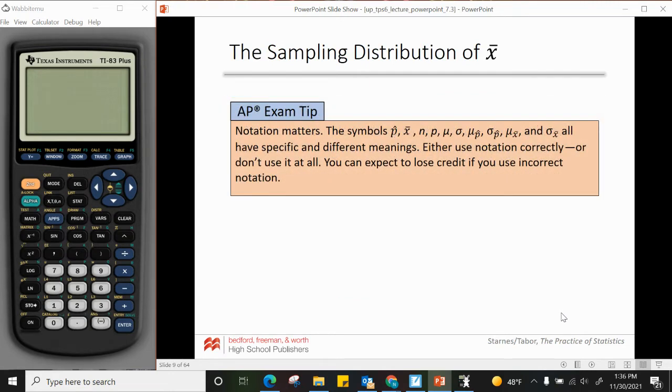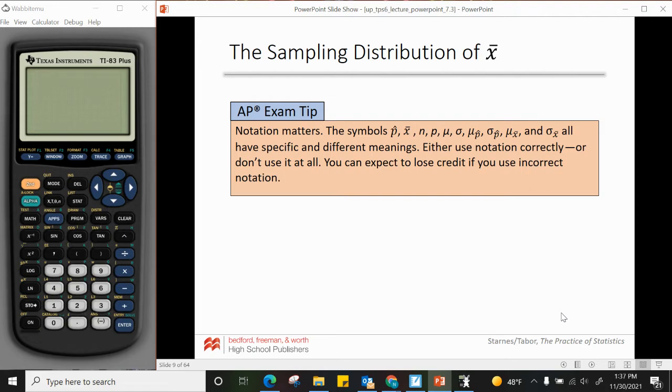All right, here's an AP exam tip that a lot of kids mess up on: notation does matter. The symbols p hat, x bar, n, p, mu, sigma, the mean of the p hat, the standard deviation of the p hat, the mean of the x bar, and the standard deviation of the x bar all have specific and different meanings. So you either use the notation correctly or don't use it at all. If you don't use it, make sure to verbally use it.